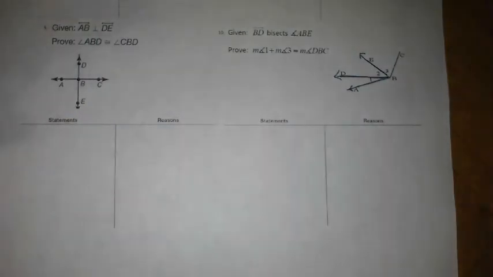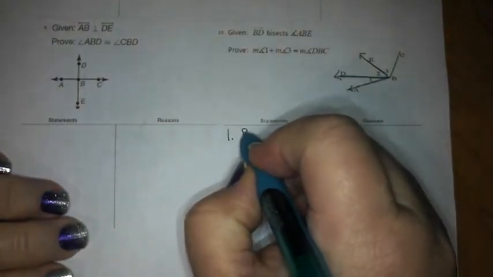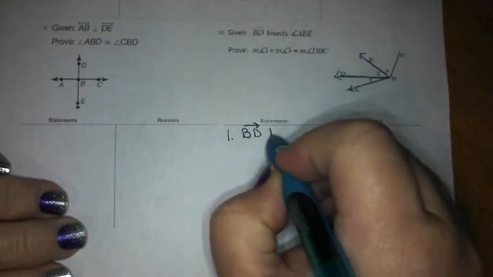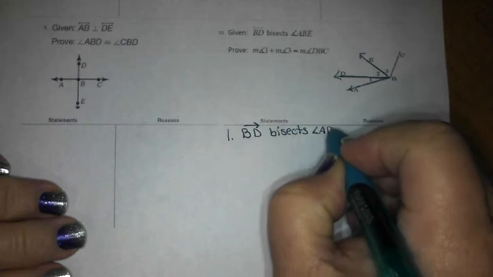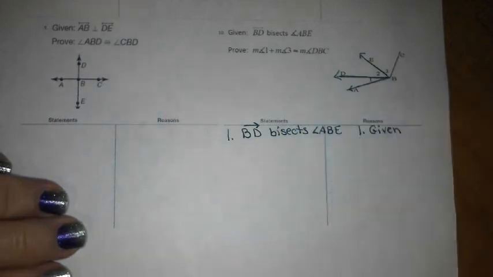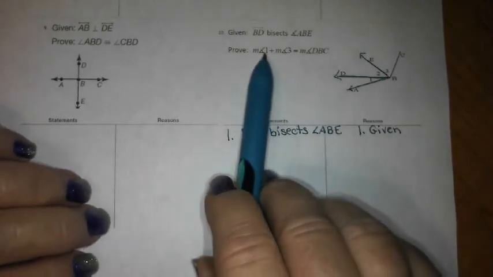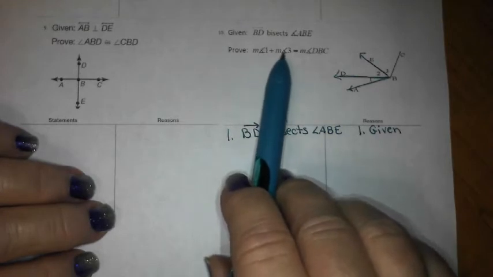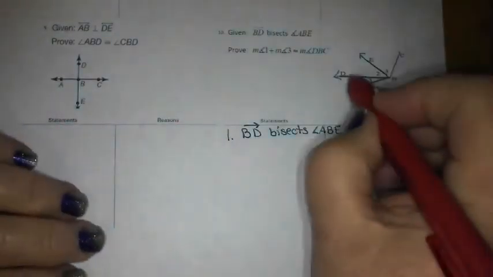So your brain needs to automatically go to, what's a bisector do? I know that definition. So I'm going to start my proof with given ray BD bisects angle ABE. And for my reason, you gave it to me, so I write down given. Now let's look at what we're going to try to prove. We're going to try to prove that angle 1 plus angle 3 is equal to angle DBC. So I hope you see angle DBC here, right here.